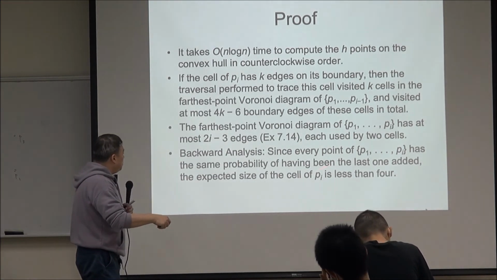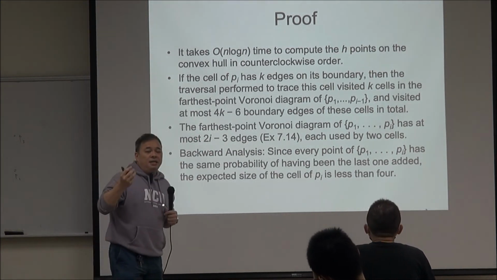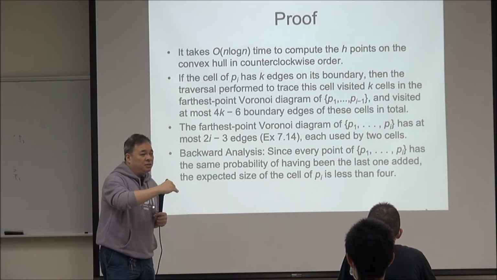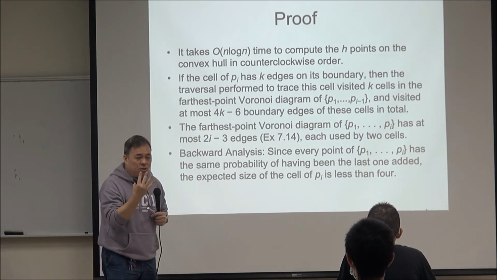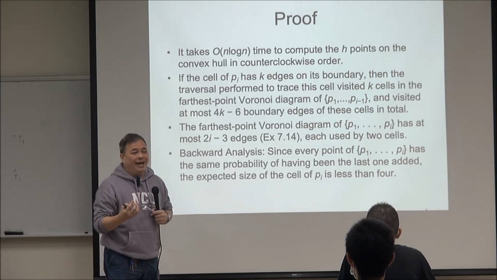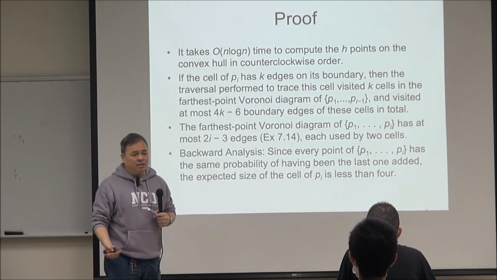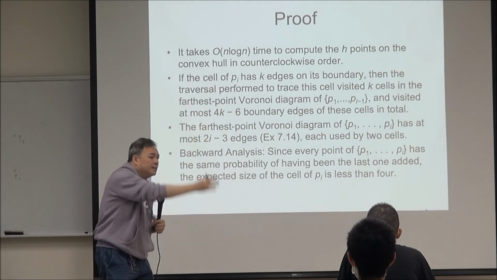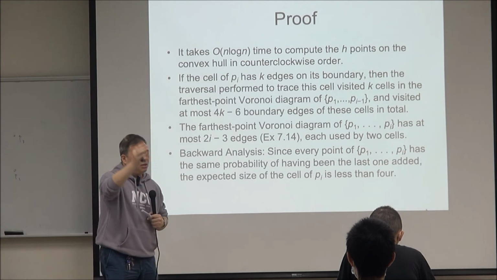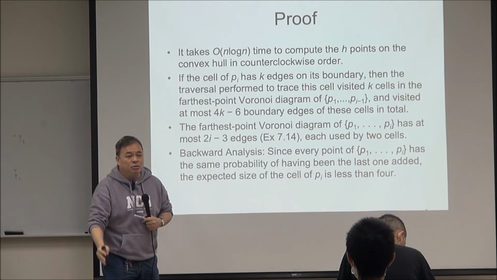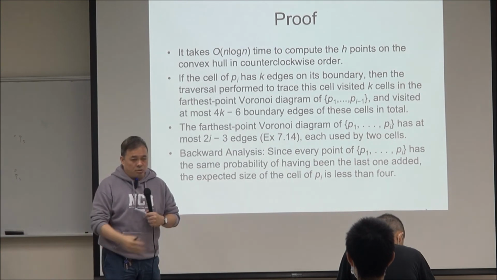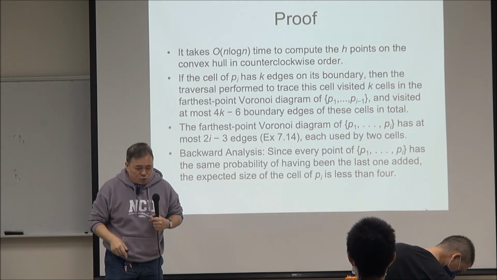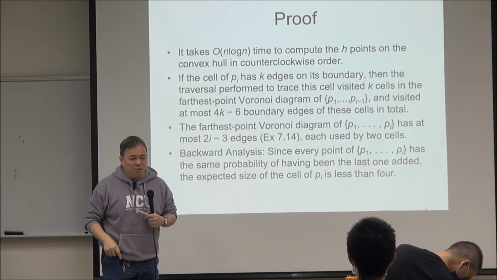Since adding one site is going to involve changing less than 4 boundaries on average, the average time to add one site is constant. So you are going to add h sites, where h is smaller than or equal to n. So the total amount of time is going to be linear to construct the furthest point Voronoi diagram.